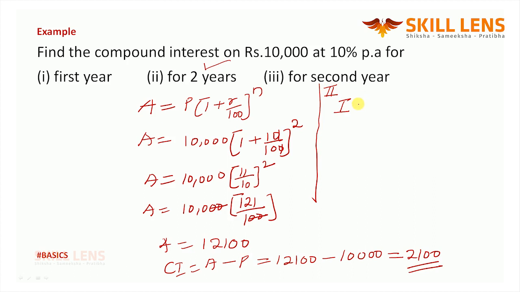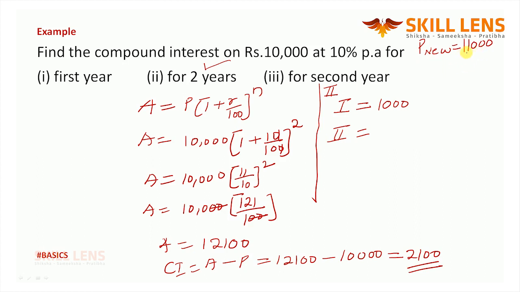First year. Okay, on 10,000, 10% is what? 1,000. Okay, so now can I say my new principal is nothing but 10,000 plus 1,000, which is 11,000. Why 11,000? Because if I want to calculate for the second year, my principal will change because this is a compound interest, interest on interest. Okay, that is what our third point.